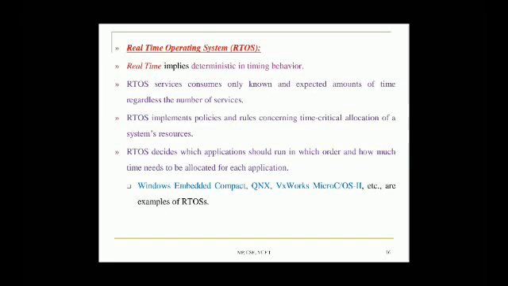Along with that, an RTOS implements policies and rules concerning timing behavior, where time is critical and system resources are allocated for a precise amount of time. The RTOS decides which application should run in which order and how much time needs to be allocated for each application. So when dealing with multiple applications, the order of the applications is also decided by the RTOS, along with the precise execution time and the limited, precise time for which system resources are allocated to each application. Examples of an RTOS are Windows Embedded Compact, QNX and so on.